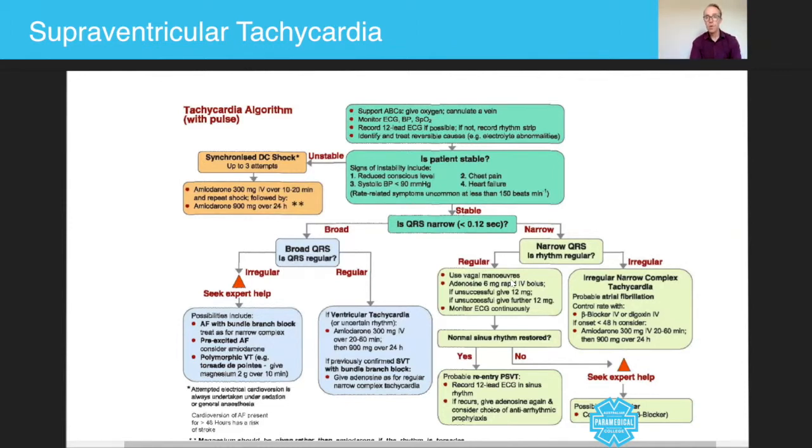A vagal maneuver that we tend to use in the workshop is get yourself a large syringe, 50 mils, pull a little bit of air out, get your patient in a comfortable position, maybe lying in a semi-recumbent position, and get them to blow into it as hard as possible. And I've had patients in the past who have blown into the syringe, and I've seen the heart rate go from this down to this. But then as soon as they've stopped blowing into it, it's gone back fast again. And what you're doing is you're stimulating the 10th cranial nerve, which is the vagus nerve.